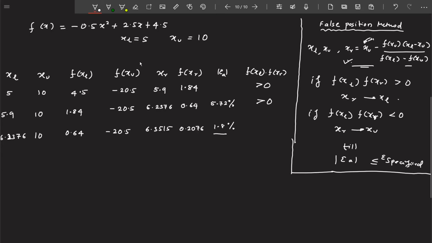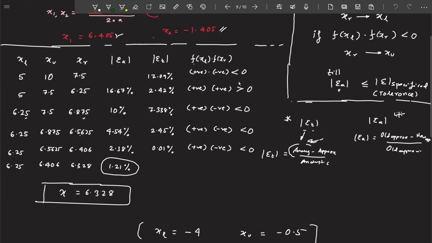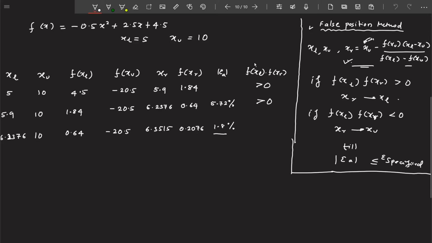So you can see how just a small modification in calculating the value of xr ended up in a totally new method, and you see how fast it converges. If you go back, it took us 6 iterations to get to the approximate error of less than 2%. But with the false position method, it took us just 3 iterations to get to the percentage approximate error of 1.8% and get to the value. So this is the advantage of your false position method over the bisection method.